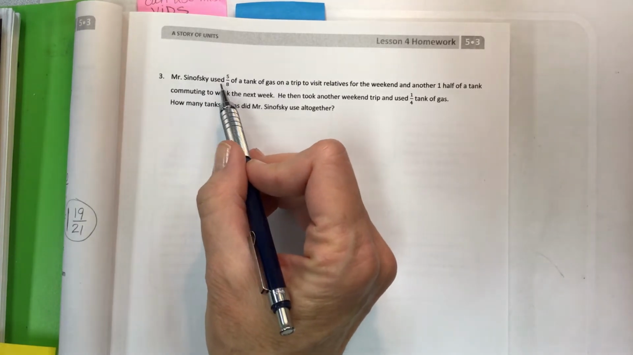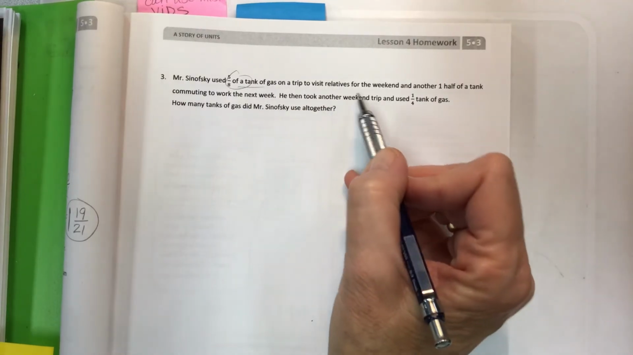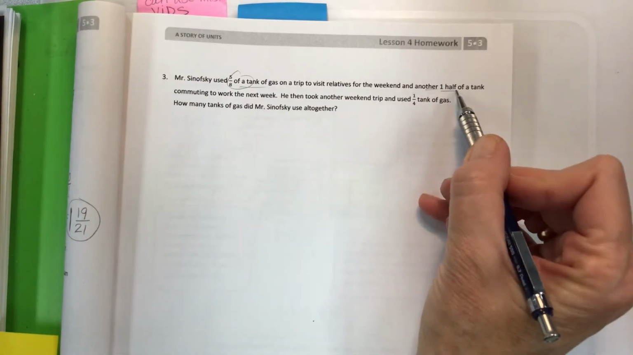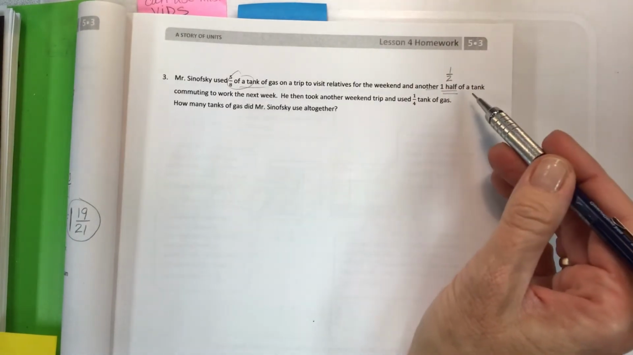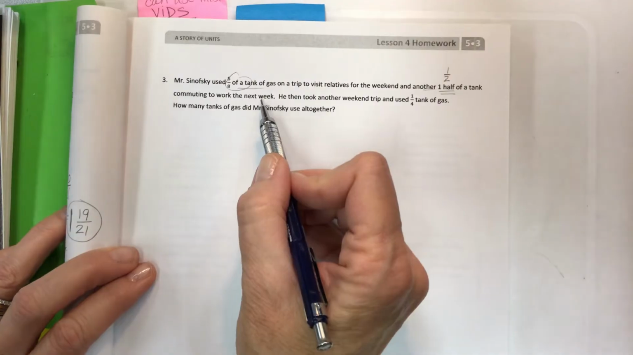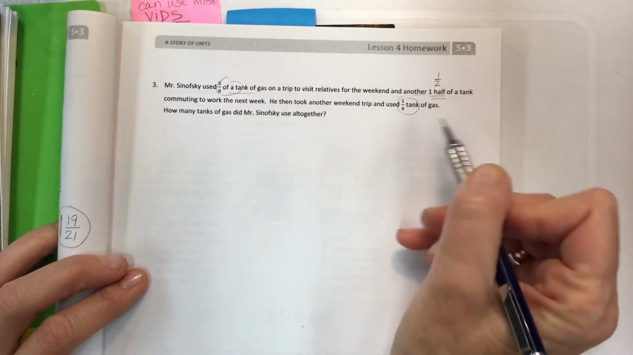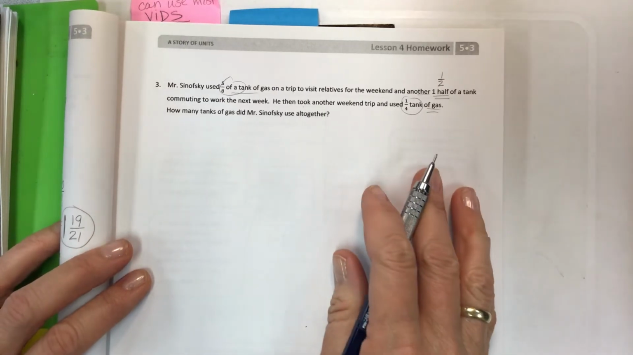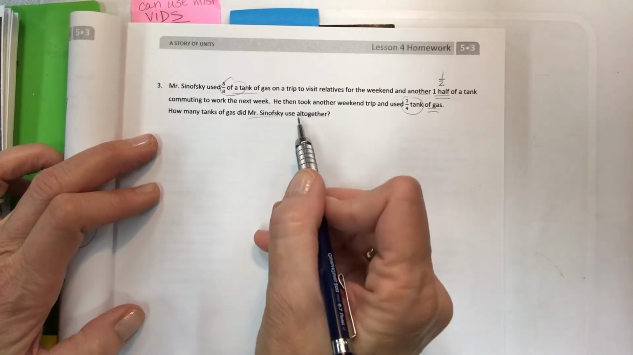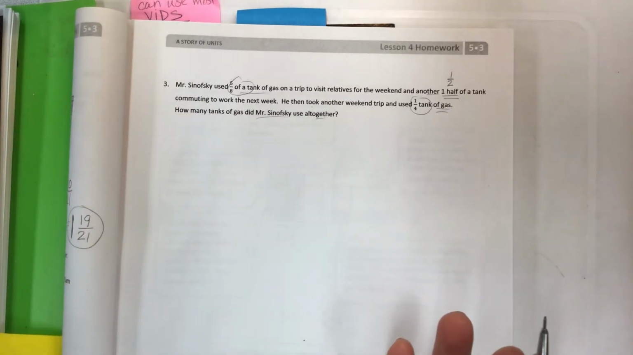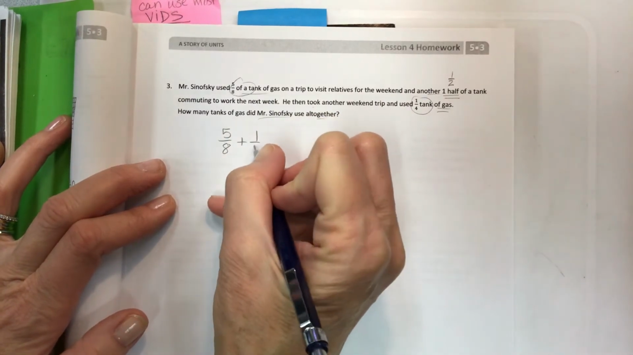Mr. Sinofsky used 5/8 of a tank of gas on a trip to visit relatives for the weekend, and another 1/2 of a tank commuting to work the next week. Notice that they're giving you word form for a fraction right there. He then took another weekend trip and used a 4th tank of gas. That is going to be really expensive at today's prices. How many tanks of gas did Mr. Sinofsky use altogether? So this one is very special because we have 3 fractions.